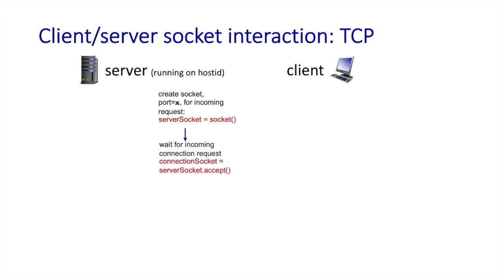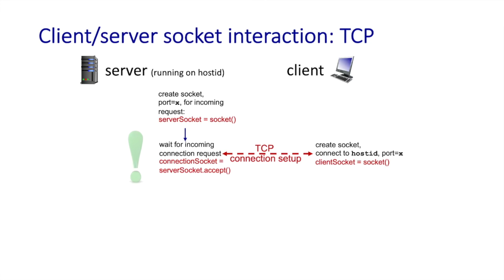Now let's head over to the client side. The client also creates a TCP socket specifying the server's name and the server's port number to which this socket's going to be connected. Creating this socket on the client side will cause a TCP connection request message to be sent from the client to the server. This connection request message is sent from within the transport layer when the client invokes the socket method. It's not sent by the application itself.